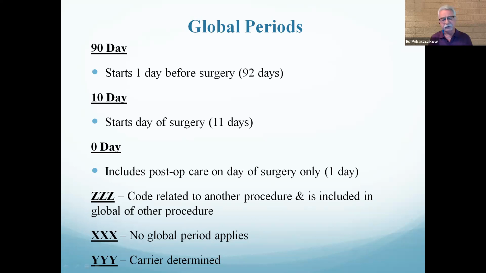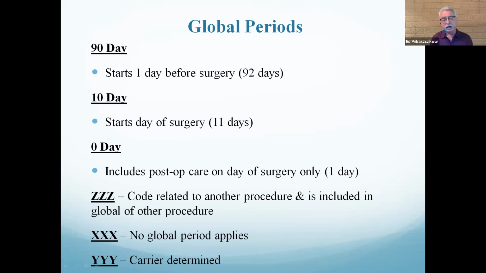Everybody knows that when we do procedures, they're going to have 0, 10, or 90-day global periods as a general rule. But the 90-day global period really accounts for 92 days because it starts the day before the surgery and includes the day of the surgery and then the 90 days after the surgery. And the 10-day global periods start the day of surgery and continue 10 days after the surgical procedure. So it ends up being 11 days for a 10-day global period. And the 0-day global includes post-op care on that date of the procedure. So even though it says 0, you still have the 1 day.